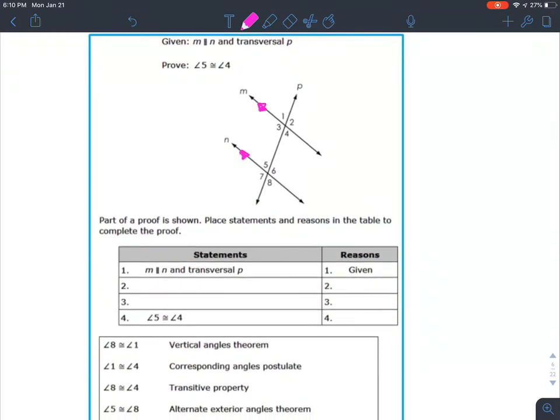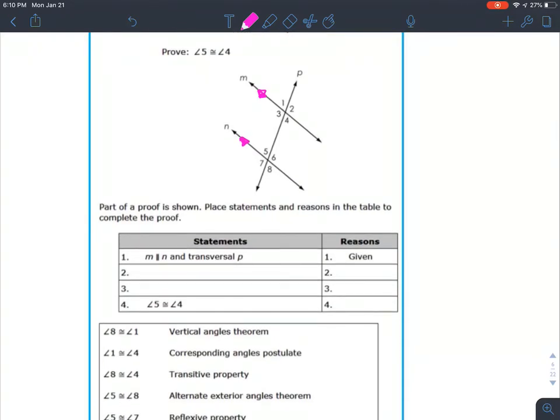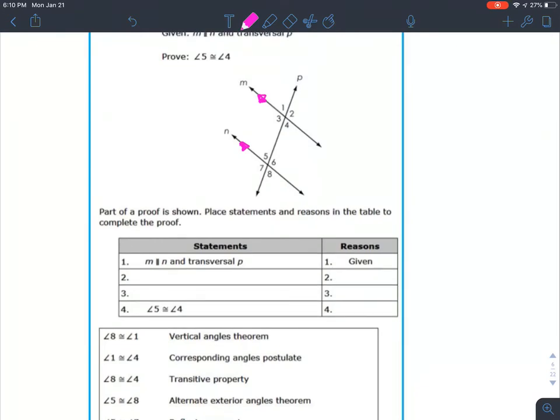So we already got the given in there. We're trying to prove that angle 5 and angle 4 are congruent. So let me just mark those. So what we're doing is we are proving the alternate interior angle theorem. Now to prove that theorem, we can use any other theorem that we know, but that one.